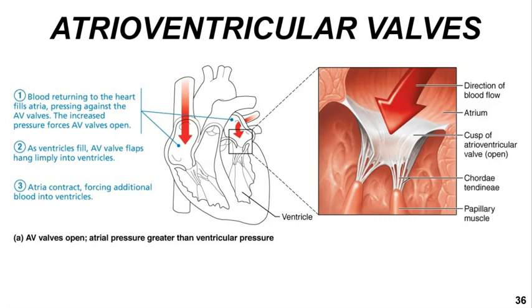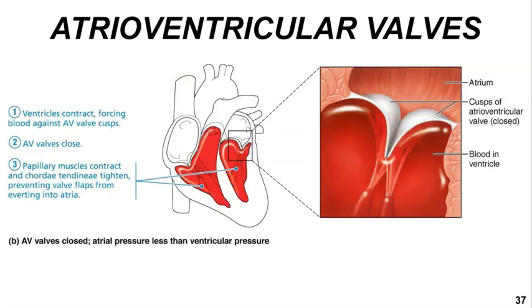Then what will happen is that the atria will contract, which will increase the pressure in the atria and force additional blood into the ventricles. So when the ventricles contract, the atrioventricular valves will prevent backflow of blood back up into the atria. And what's going to happen is that when the ventricles contract, at number 1 there, the blood pressure inside of the ventricles will increase.